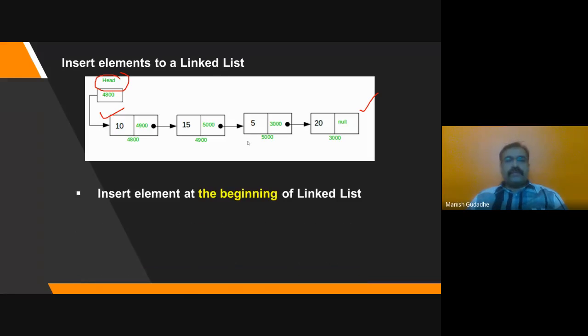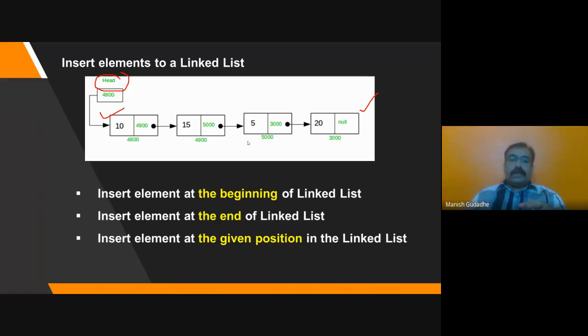Okay, so there are three operations we are going to see: insertion of the element at the beginning of the linked list, insertion of the element at the end of the linked list, and insertion of the element at a given position in the linked list. We are treating this insertion as three separate functions. So one by one, we will see how these elements will be inserted.